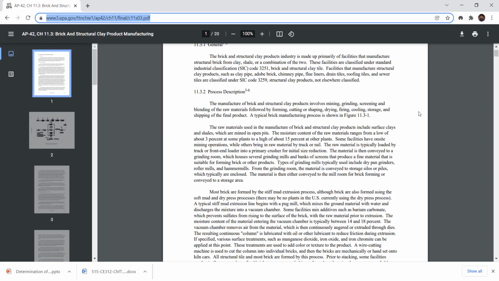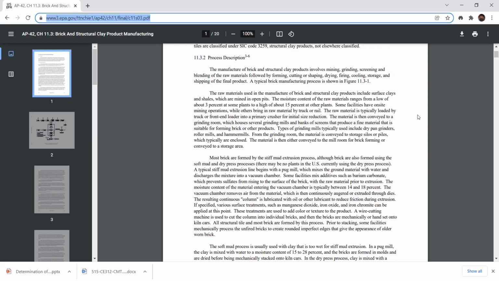Brick, structural clay tile, and sewer tile are classified under SIC code 3251, structural clay products not elsewhere classified. The manufacture of brick and structural clay products involves mining, grinding, screening, and blending of the raw materials, followed by forming, cutting or shaping, drying, firing, cooling, storage, and shipping of the final product. A typical brick manufacturing process is shown in the figure.